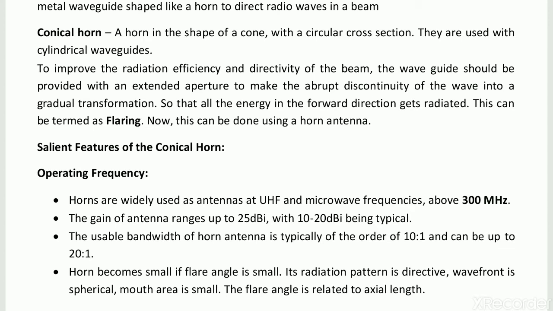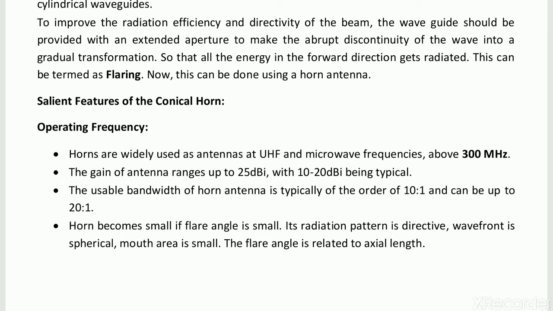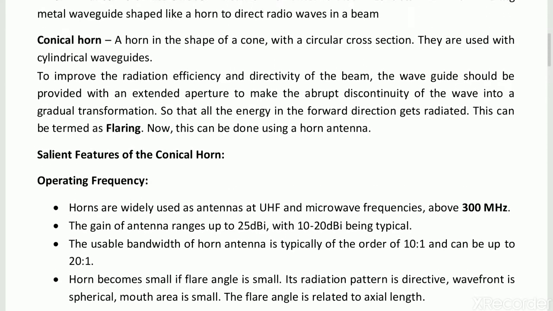So that is the meaning of this line, that the usable bandwidth of the horn antenna is typically of the order of 10:1 and can be up to 20:1. Also it has very high gain, that is 25 decibels, which is a very large value, with 10 to 20 decibels being typical. There are also some points: the horn becomes small if the flare angle is small, its radiation pattern is directive, the wavefront is spherical, and the mouth area is small. The flare angle is related to the axial length. So this is regarding the salient features of the conical horn.